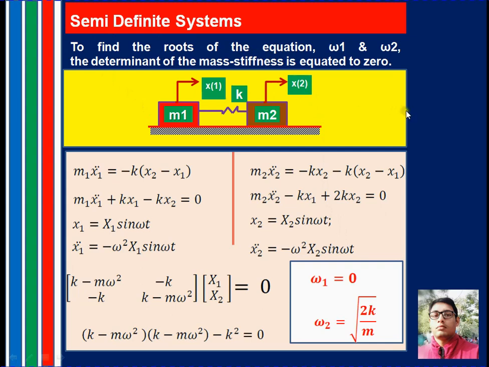So in this particular presentation, we discussed the degree of freedom and the single degree of freedom system, the multi-degree of freedom system, how we can model a multi-degree of freedom system using the matrix method, then finding the roots or the natural frequencies and modes of the multi-degree of freedom system, then the amplitude ratio, that is the mode shape, and finally we discussed the concept of semi-definite systems.